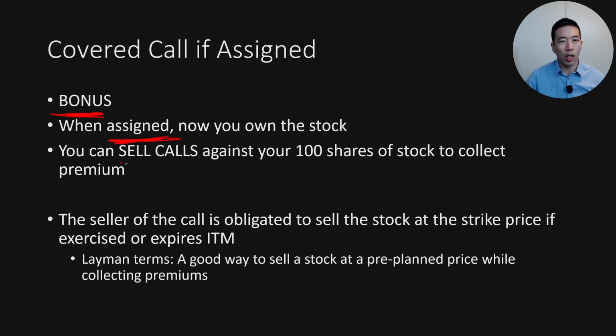You can sell calls. This is the opposite of the puts. We can sell calls against your 100 shares of stock to collect premium while we wait. So what is selling a call? Let's read the definition first. The seller of the call is obligated to sell the stock at the strike price if somebody exercises or it expires in the money. In layman's terms, this is another way to sell a stock at a pre-planned strike price while we collect premiums.